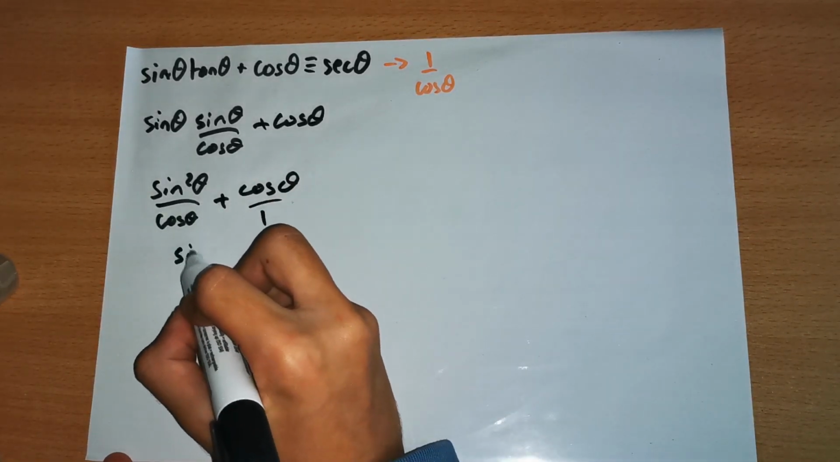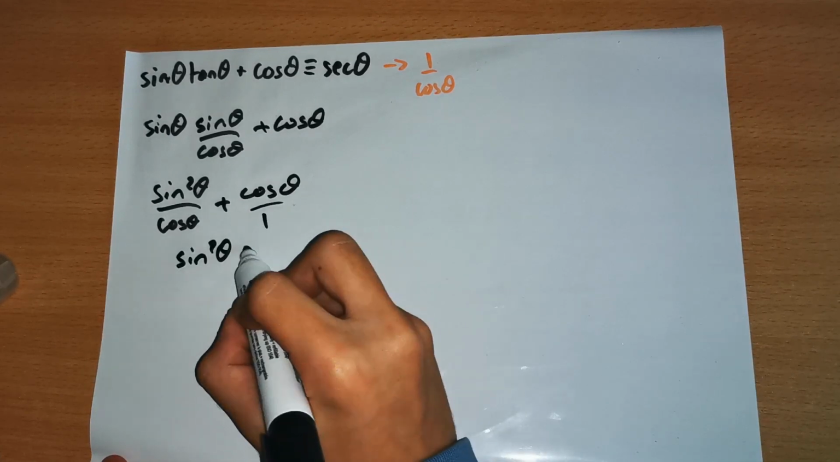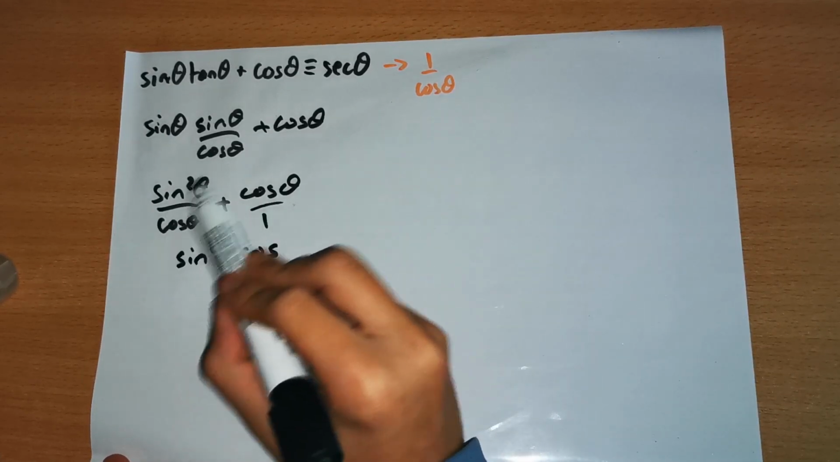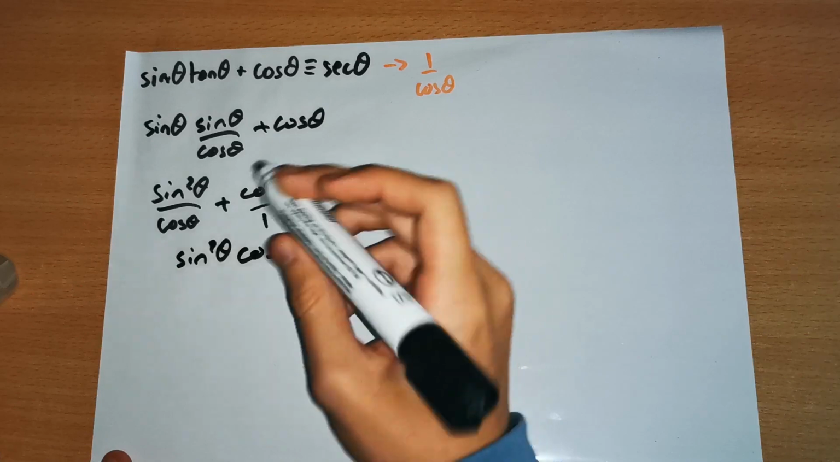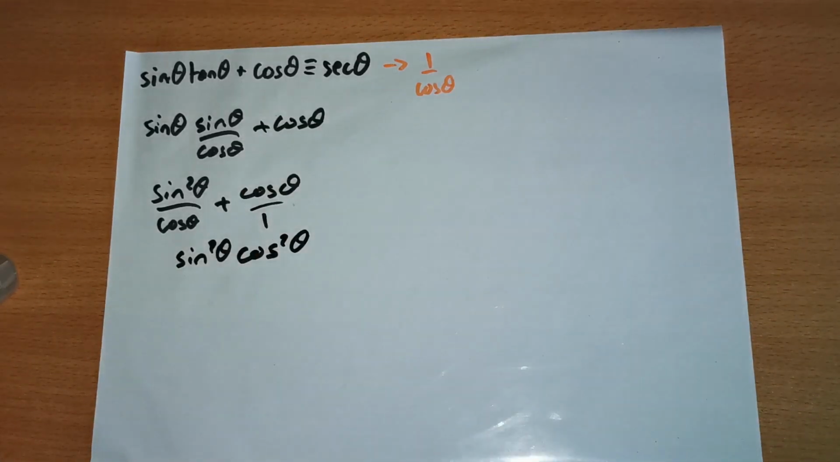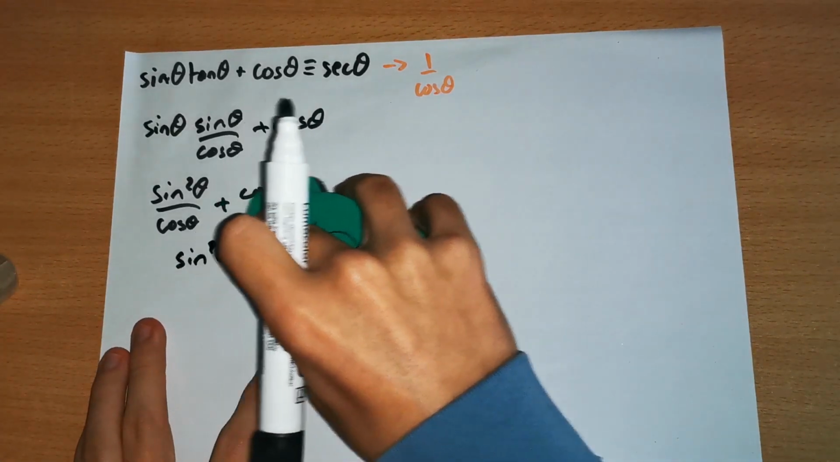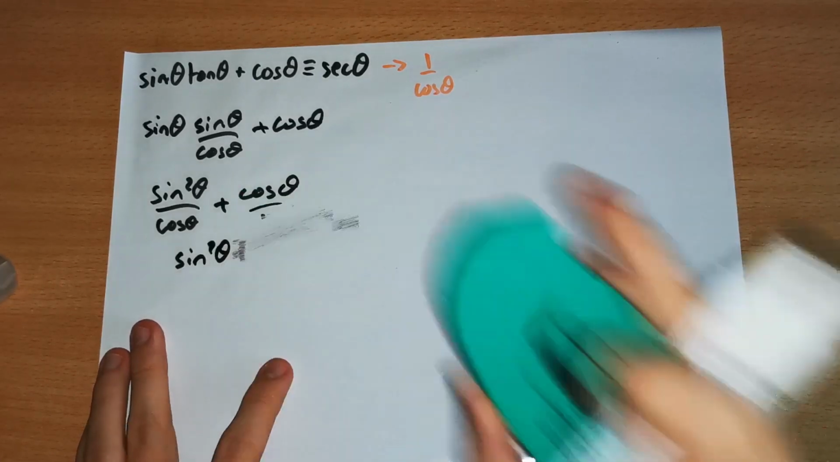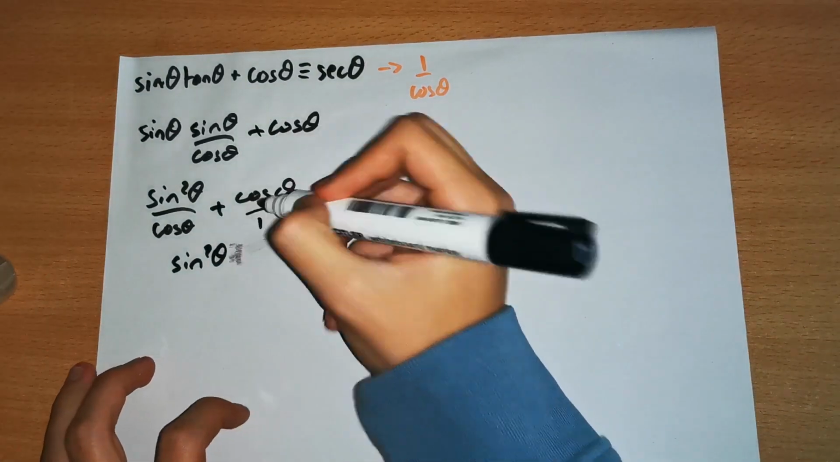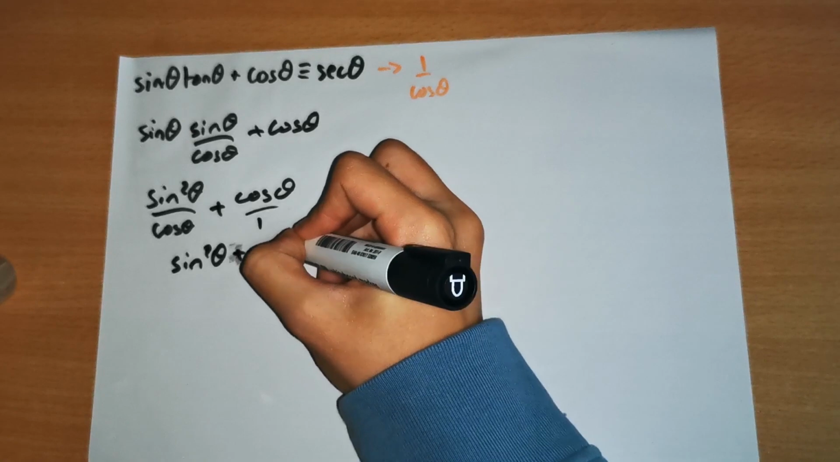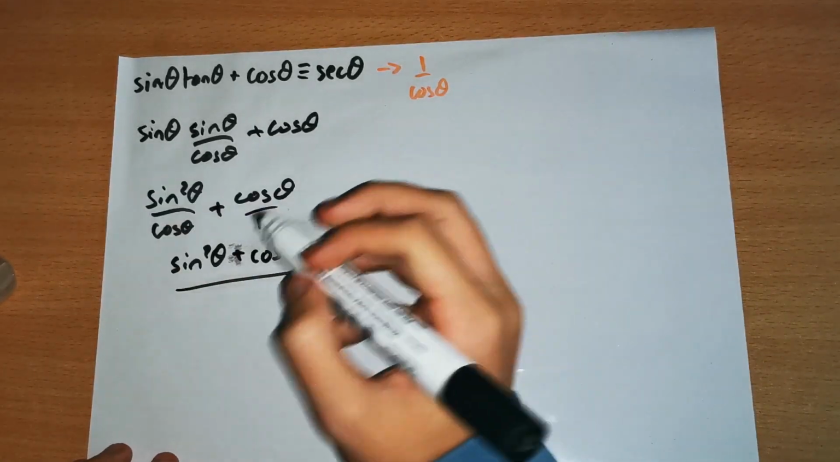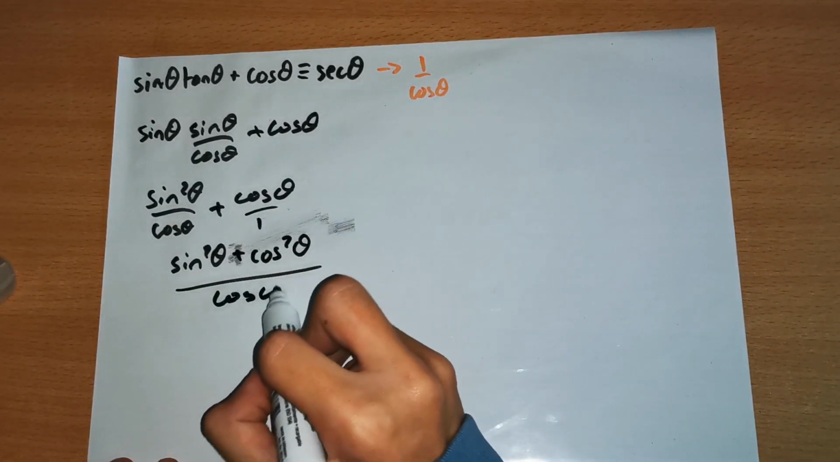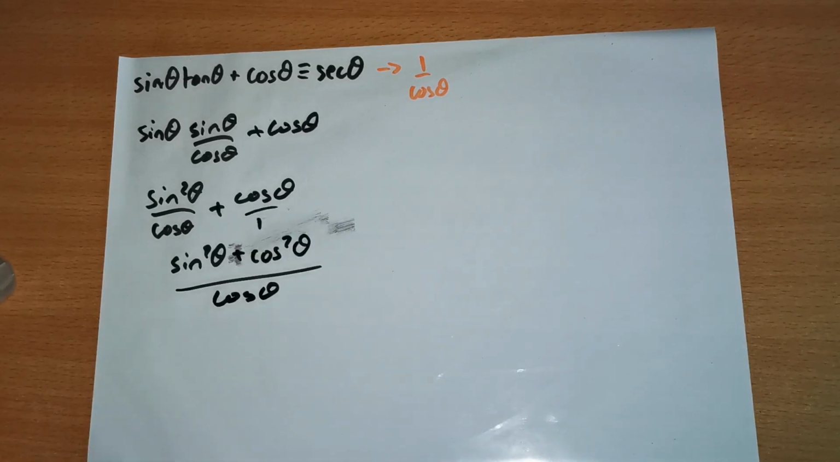So you're going to get sine squared theta over cos theta, and there's cos theta, multiplying that up by cos theta. They are added. I forgot to put the addition sign. You can see that obviously we're adding the fractions: 1 plus cos squared theta over cos theta. Remember, we've made the common denominator cos theta.